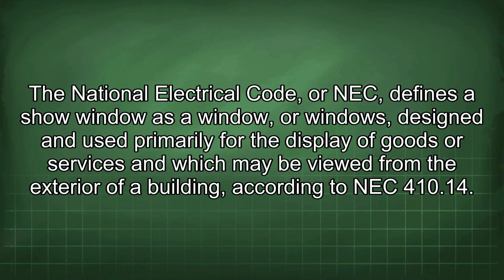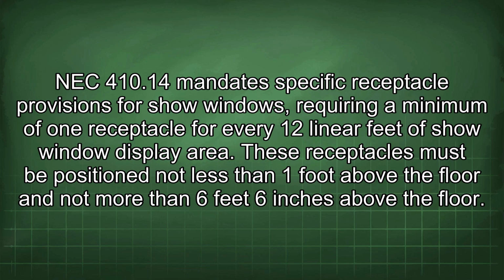The National Electrical Code, or NEC, defines a show window as a window, or windows, designed and used primarily for the display of goods or services and which may be viewed from the exterior of a building, according to NEC 410.14. NEC 410.14 mandates specific receptacle provisions for show windows, requiring a minimum of one receptacle for every 12 linear feet of show window display area.